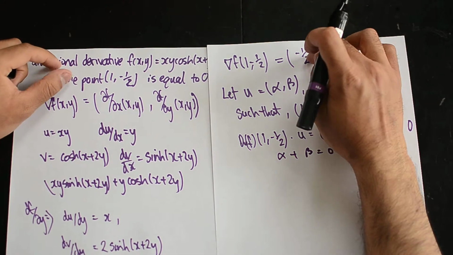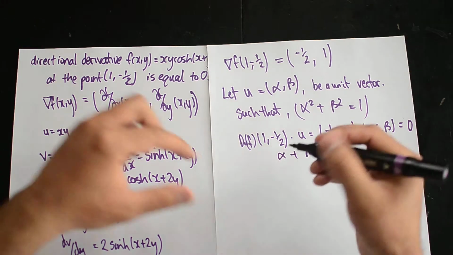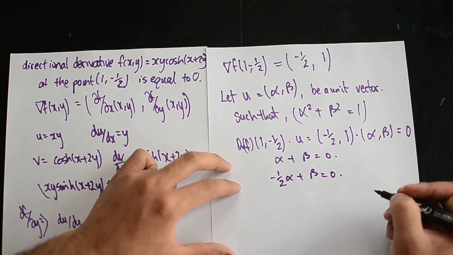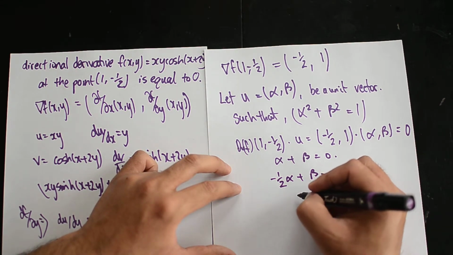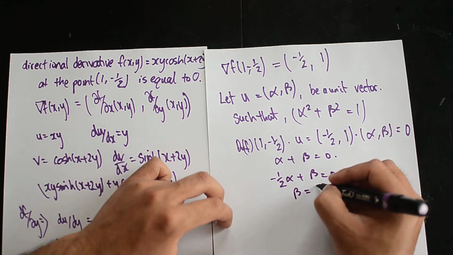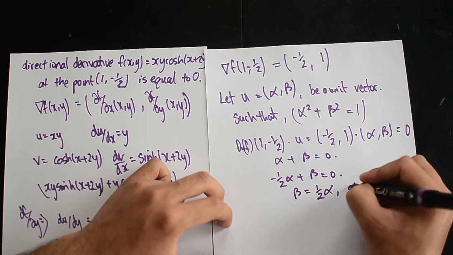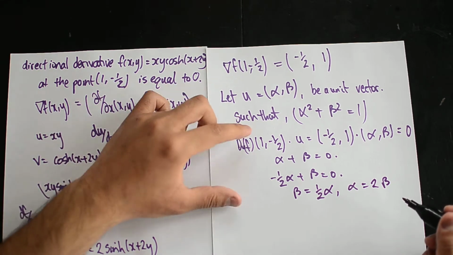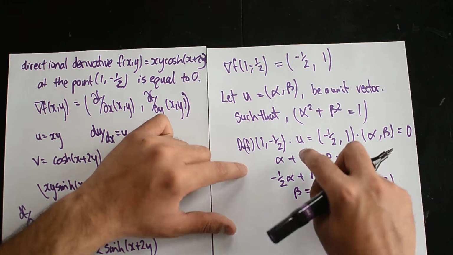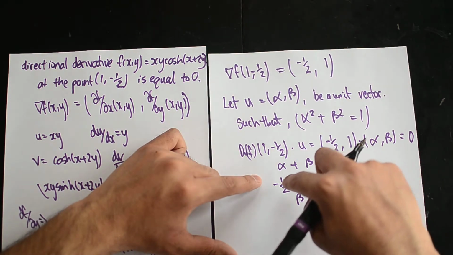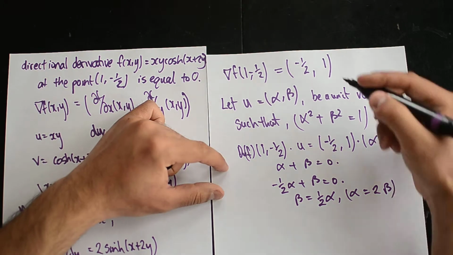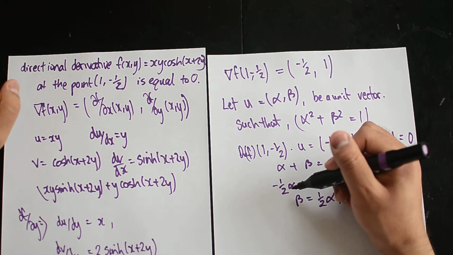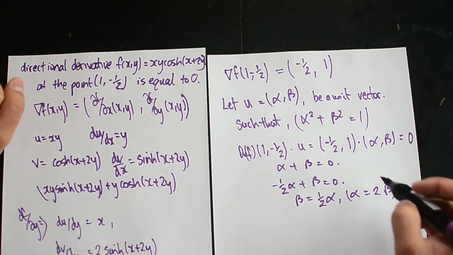We know that the components are -1/2 and 1. So -1/2 alpha plus beta equals 0. This means that beta equals half alpha. Therefore, alpha equals 2 beta. Just rearrange that simply. So what you must do is get that equation, plug in what you've found, so you've got -1/2 alpha plus beta equals 0. You've rearranged it and you've got something.